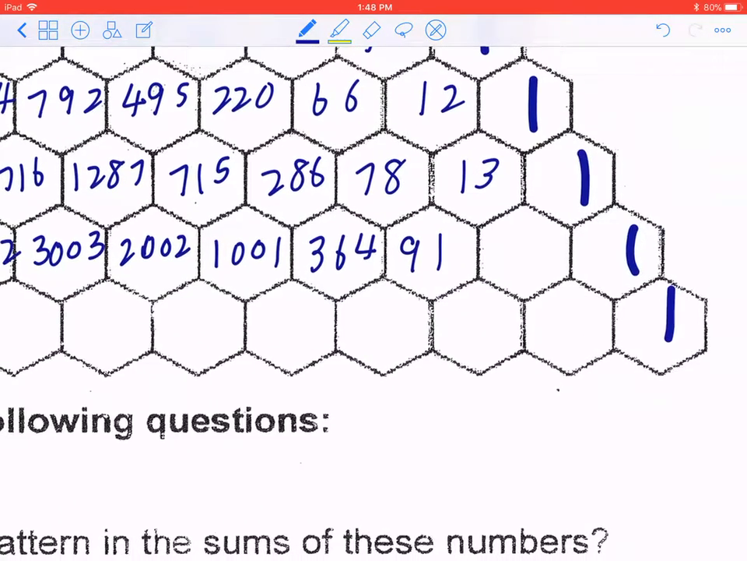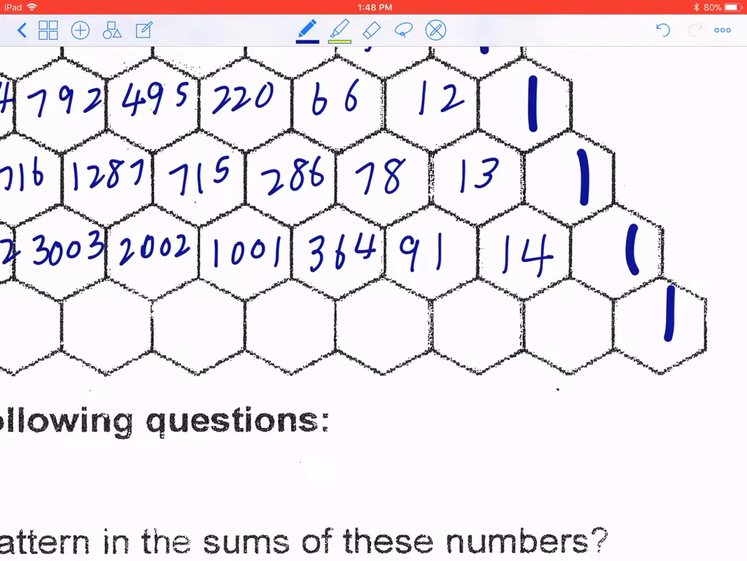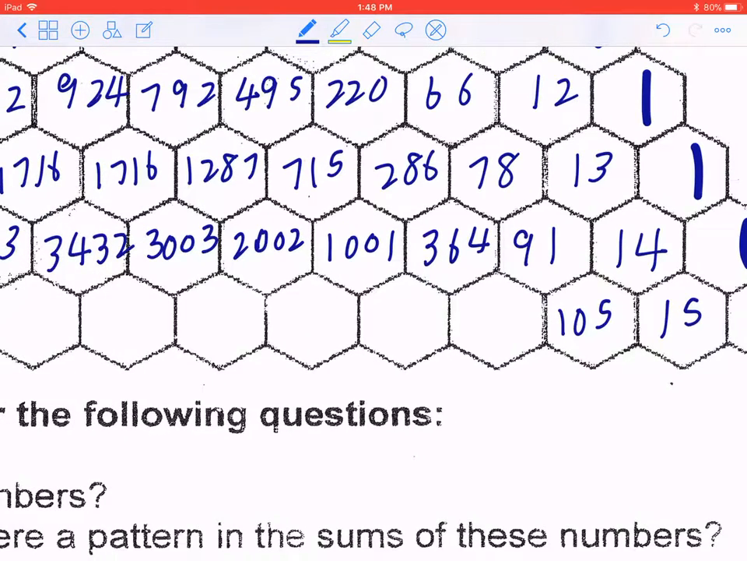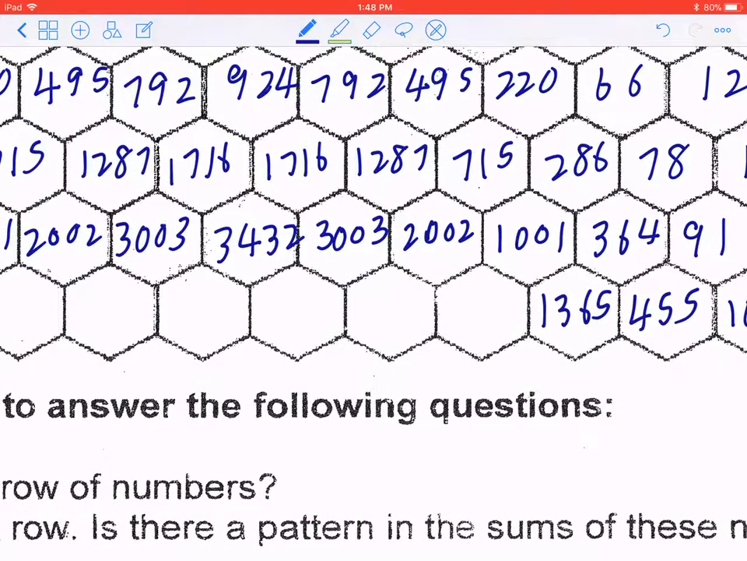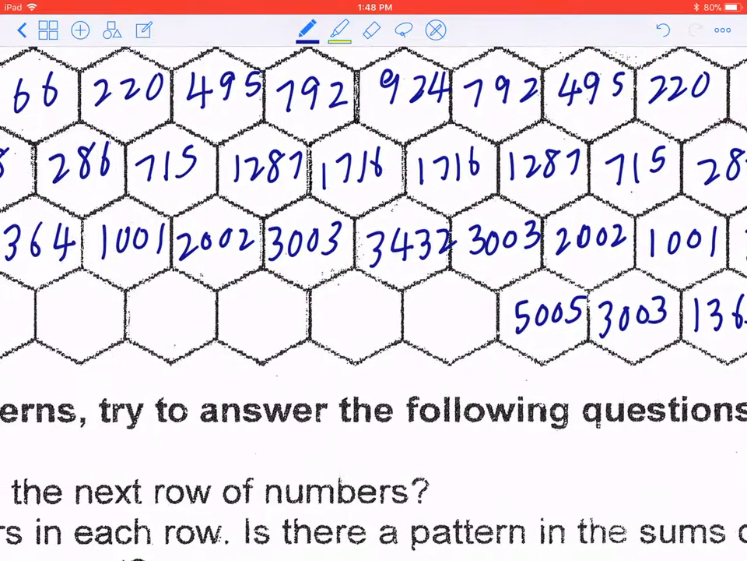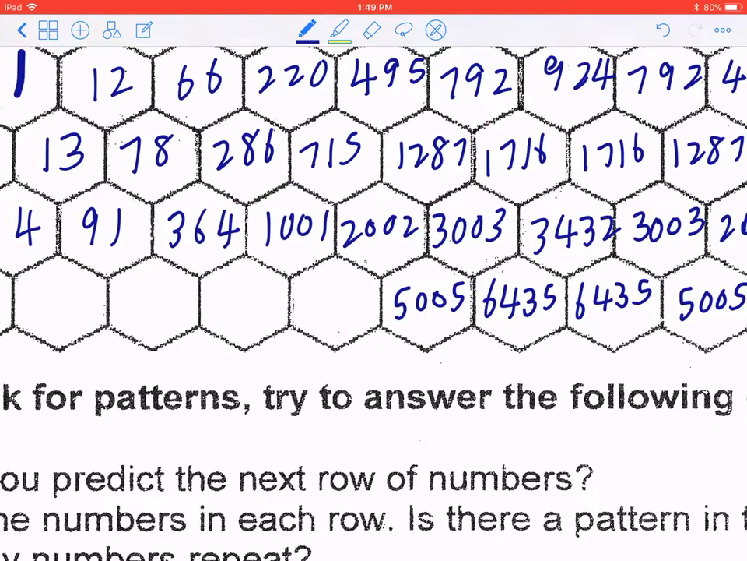91 and 14. Okay, row 15, here we go. 15, 105, 455, 1,365, 3,003, 5,005, 6,435, and again, the rest of this half will be the same. It should be a reflection with respect to the other side.